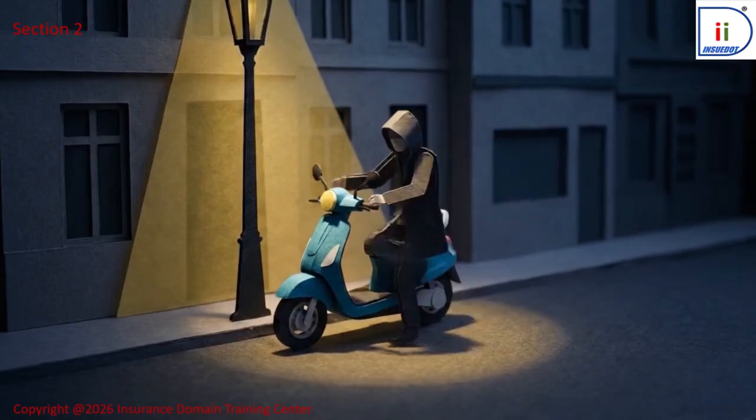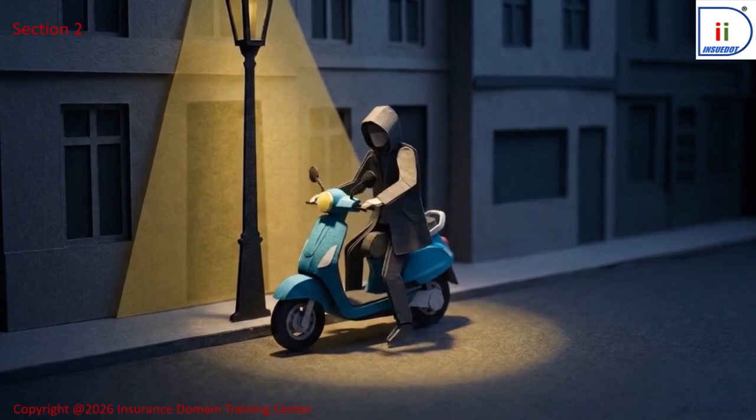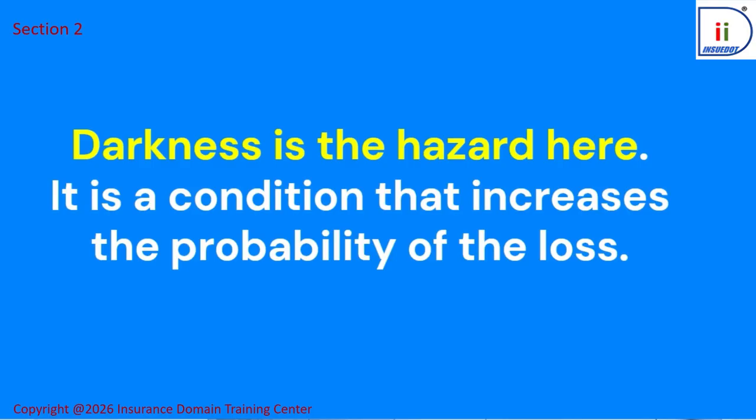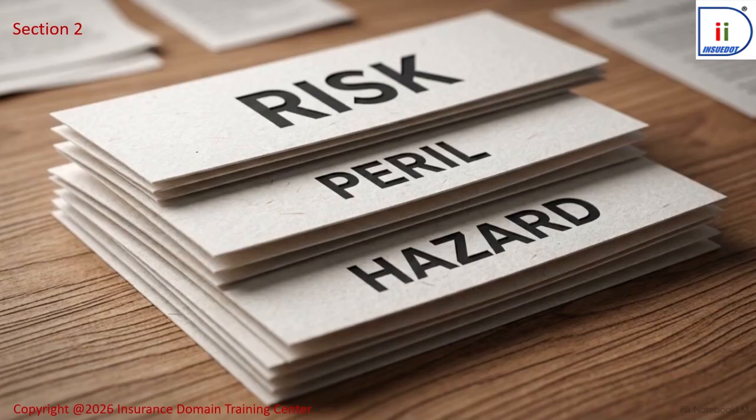The other is left on a dark, deserted street. The dark street doesn't steal the scooter, that's the thief's job. But the darkness is the hazard because it makes the theft much easier. Hazards are the conditions that help insurers determine how risky a particular situation really is.